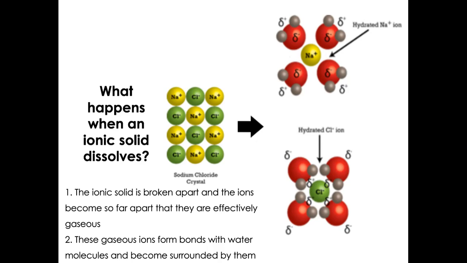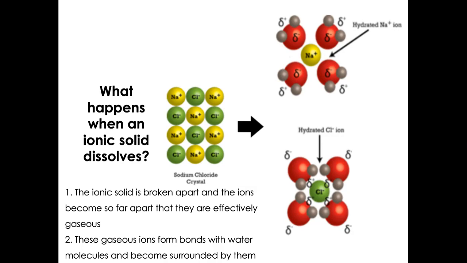except there you've got the delta positive. The hydrogens will be facing in towards the ion. So when these water molecules form bonds with the ions, that then gives the energy to break apart the ionic lattice. So I've got the two steps written there, but they're not really in the right order. So the ionic solid is broken apart and the ions become so far apart they're effectively gaseous.